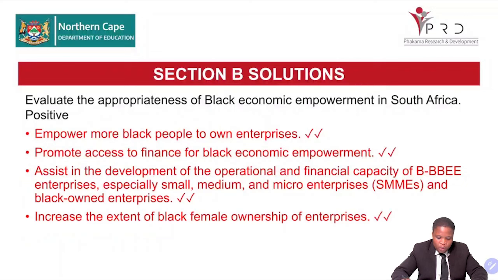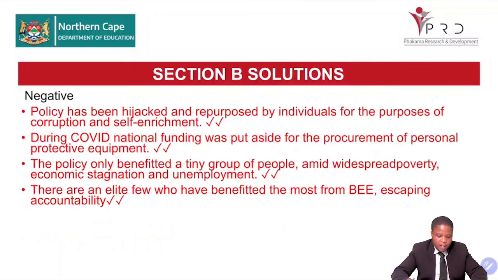It empower more Black people to own enterprises, which is a success. It promote access to finance for Black economic empowerment. Assist in development of the operational and financial capacity of the triple BE enterprises, especially small, medium, micro enterprises and Black-owned enterprises. Increase the extent of Black female ownership of enterprises. So those are what the success of what? Of BEE. So that is you evaluating the success of BEE in South Africa. So those are the positive impact.